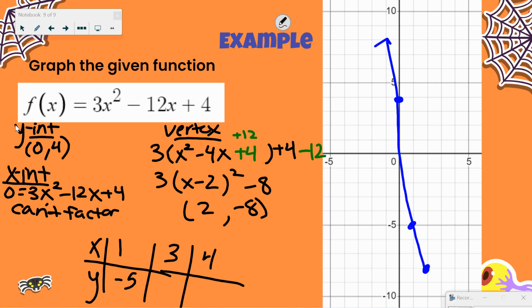All right, when your input was 3, what was the output? It should be -5, right? This would be 3 times 9, so 27, minus 12 times 3, so 27 minus 36 plus 4, which is -5. So 3, -5, and then if you input 4, what's the output? Inputting 4, what's your output? Good.